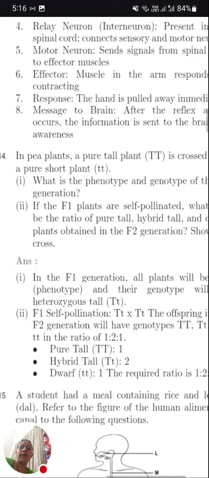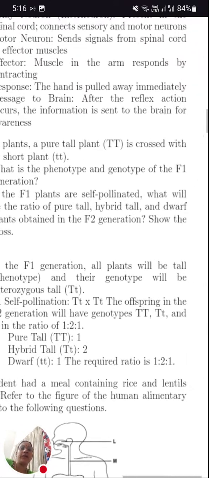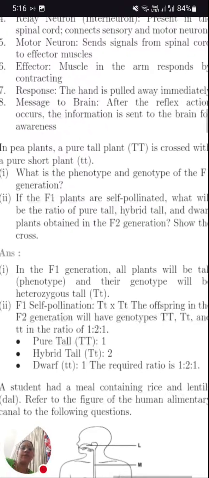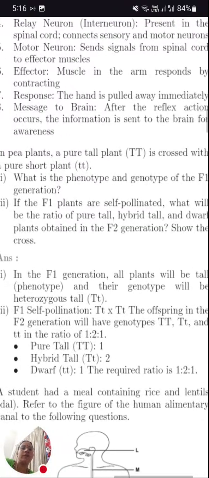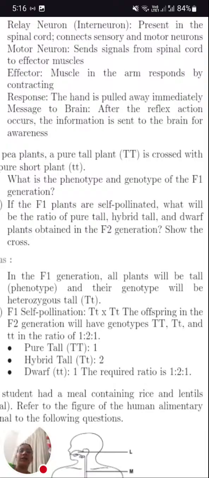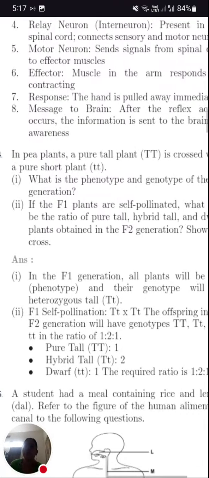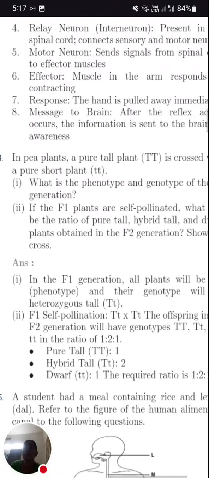Then the eighth point, message to the brain. After the reflex action occurs, the information is sent to the brain for awareness, that is, the spinal cord will send it. This is one more MCQ which can be asked: reflex action is carried out with the help of the spinal cord or the brain. Reflex action is always done with the spinal cord because it is a quick response to certain stimuli. That question was that we need to draw the pathway of the reflex arc and explain all the paths.